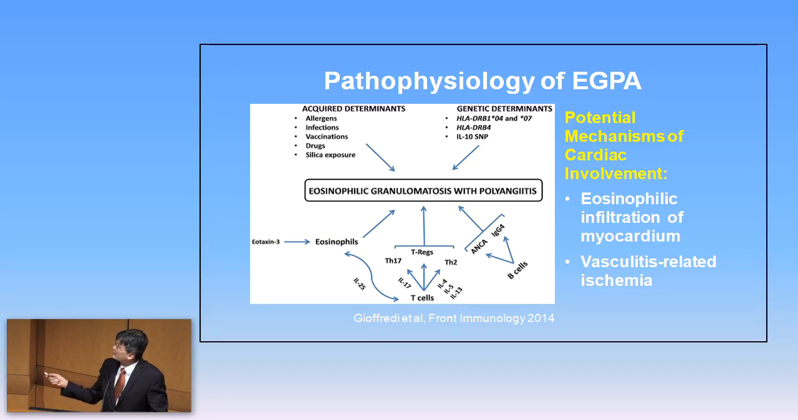And so the mechanism is still pretty unknown, although we do know that the presence of eosinophils in the heart is one of the hallmarks. That also applies to non-EGPA diseases, where sometimes we also see eosinophils there, and I'm going to talk about that a little bit later. Of course, there is vasculitis-related ischemia and injury, but they are really small vessel diseases, so the epicardial vessels are actually not commonly involved.